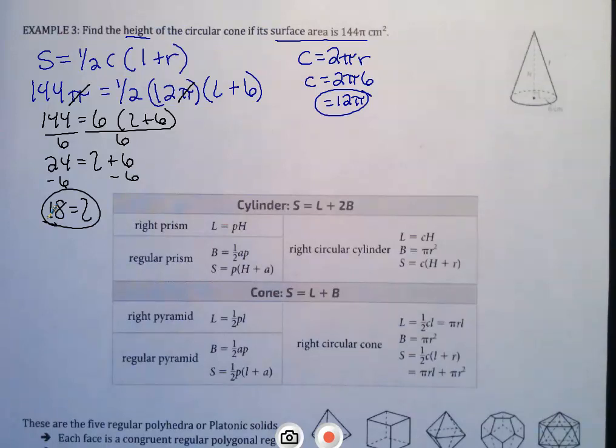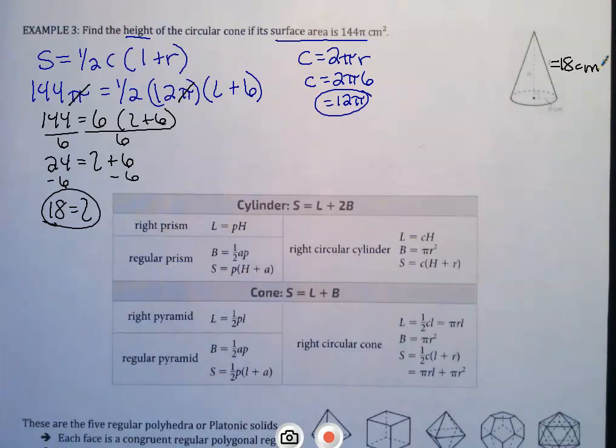It says equals L. What is L? Slant height. The slant height. So the L, like over here on your diagram, it is an L. This is 18, but it is not the height of the cone. It's the slant height of the cone.